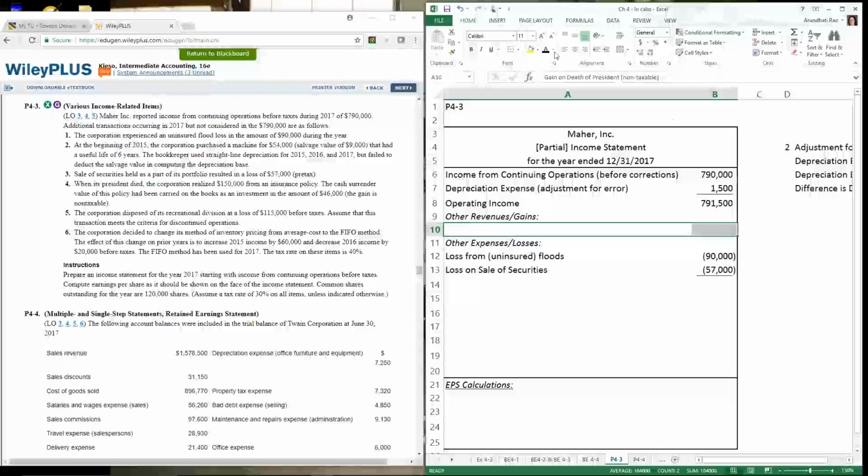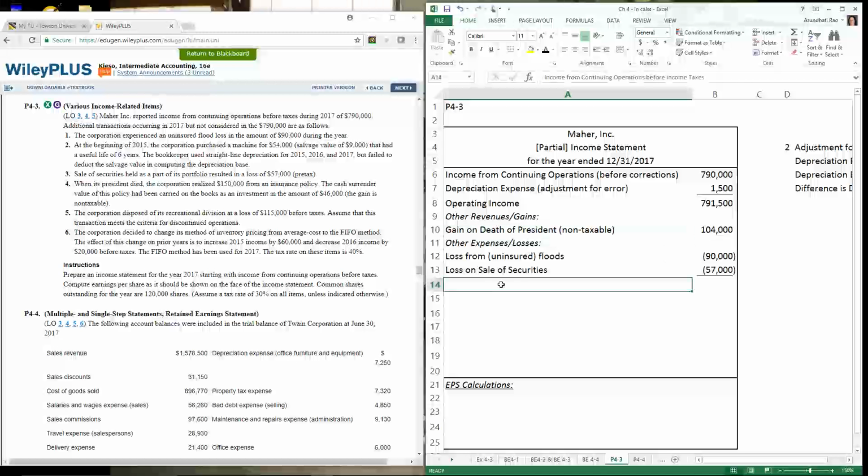So let's put that number down over here. Gain on death of president. It's non-taxable. I'm writing that information for myself. $104,000. Now that I have all this information, I'm ready to calculate my income from continuing operations. I have this amount. Okay, let's continue looking over here.